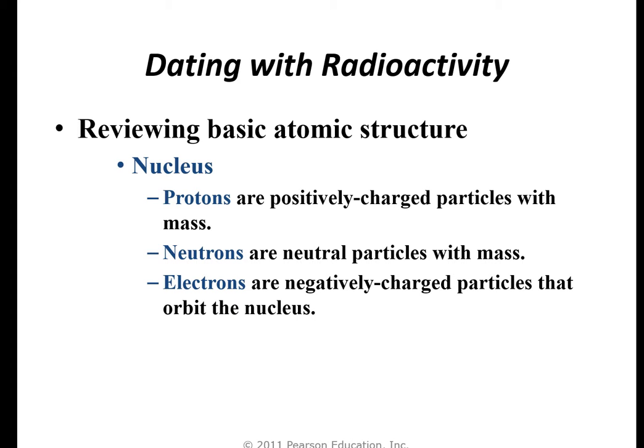We can also date rocks based on their radioactivity. Usually carbon-14 dating, carbon-12 dating. Let's review the basic atomic structures we look at in atoms. We have a nucleus. Inside the nucleus, the core of the atom, we have several subatomic particles. One is protons. These are positively charged particles with mass. Neutrons are neutral particles, neutral charge, with a mass. And electrons are negatively charged particles that orbit the nucleus in shells.